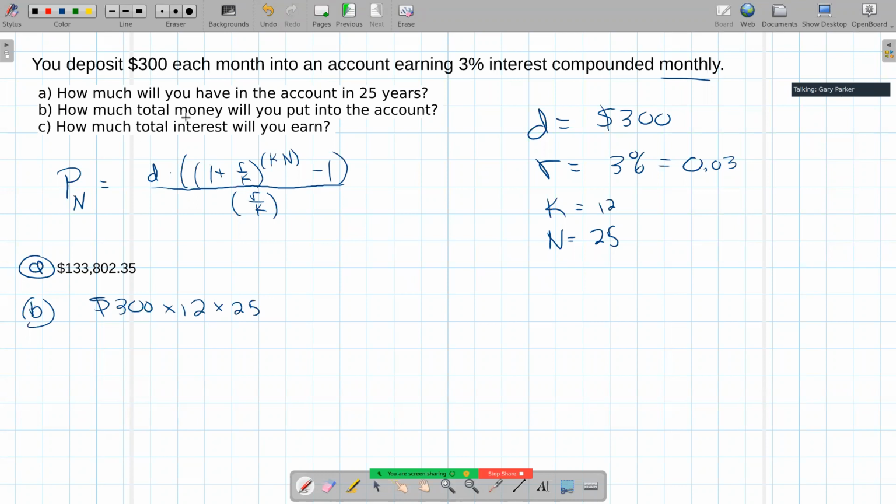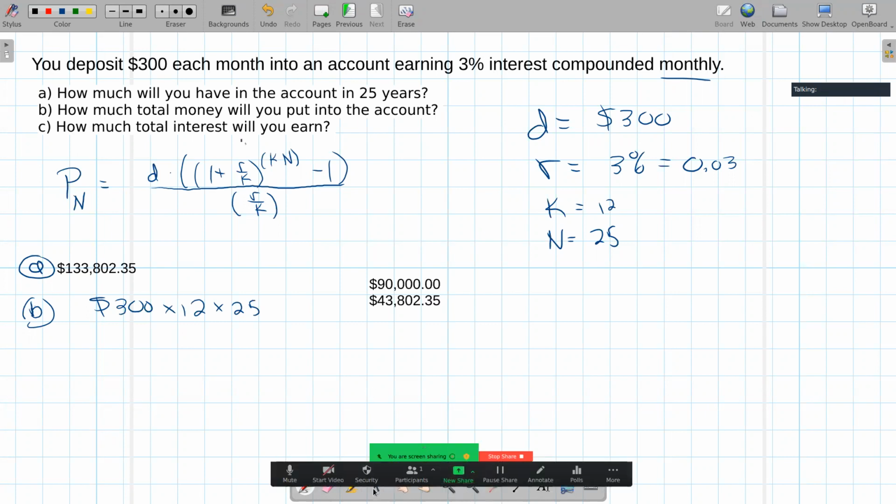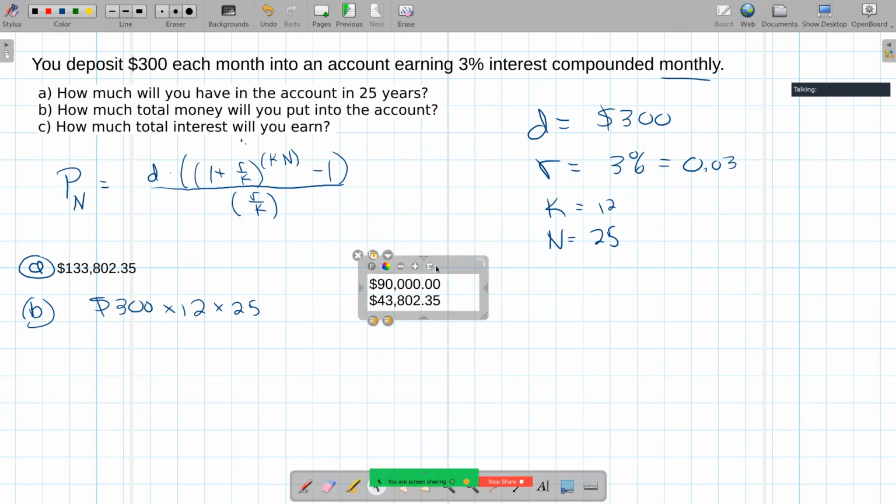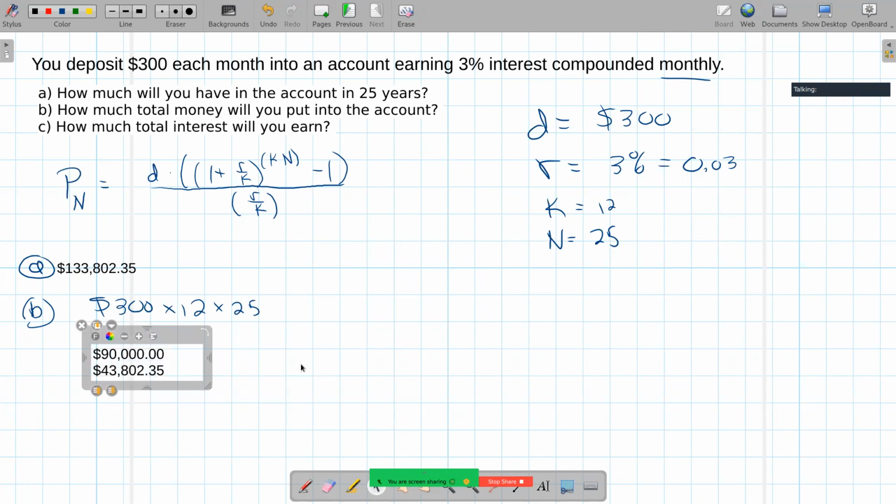So how much money did we put into the account? We made that calculation here. That was our 90,000. And the total interest is the difference between our future value and what we paid in. So the 90,000 is our answer to part B. And our answer to part C would be the difference of the two, $43,802.35. Spreadsheet's very useful here.